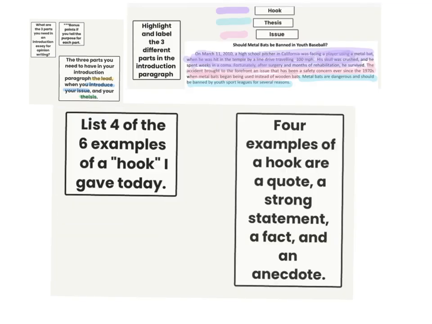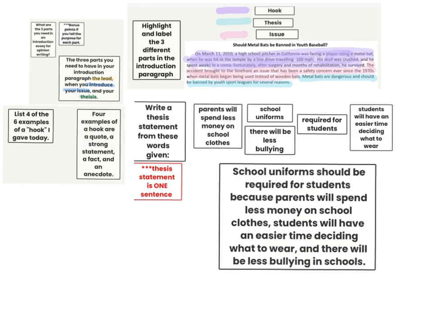On the 3rd page, you were asked to list 4 of the 6 examples. I meant to say 7, but just 4 examples of a hook or the lead. So the student said that there was a quote, a strong statement, a fact, and an anecdote. I'm going to skip the question on page 4 about choosing your topic because that's going to be the majority of the lesson today. So I'm skipping to number 5 on writing a thesis statement.